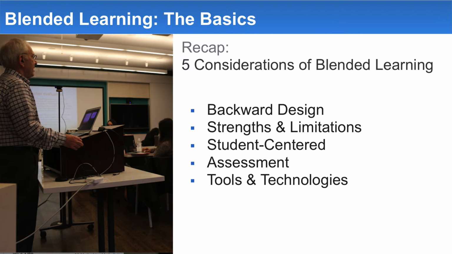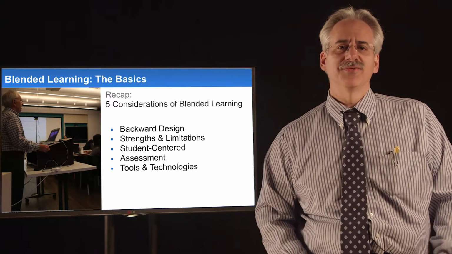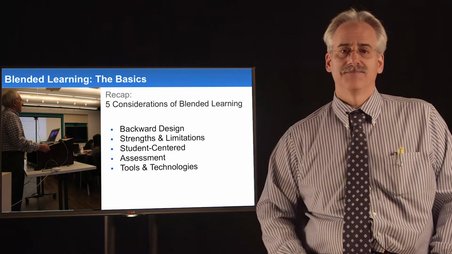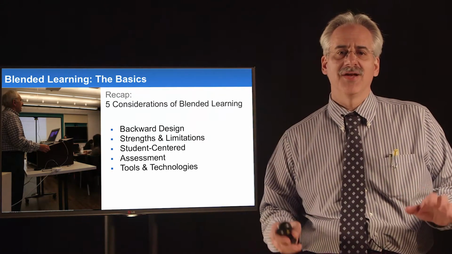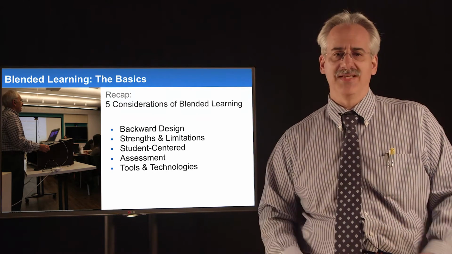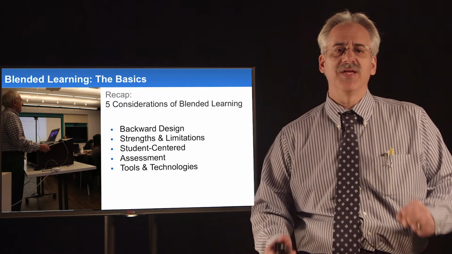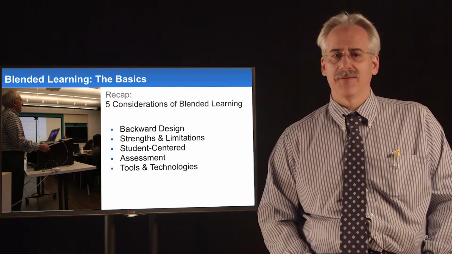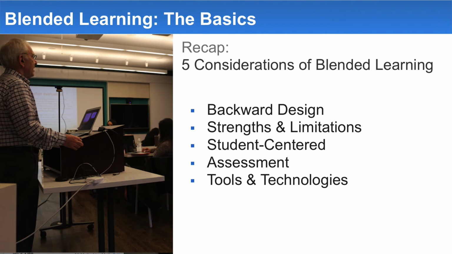So, to recap, 5 considerations for blended learning. Backward design. Always think about your goals and objectives first. Strengths and limitations. Figure out what is best done online and what is best done face-to-face. Student-centered. Allow your students to become participants of their own learning. Reimagine assessment. And finally, find the best tools and technologies to create the blend that you want to create.